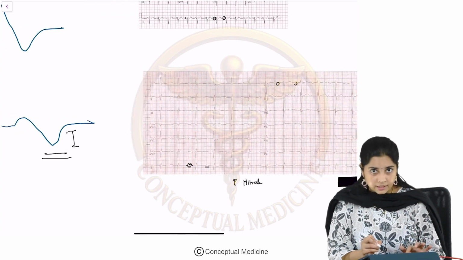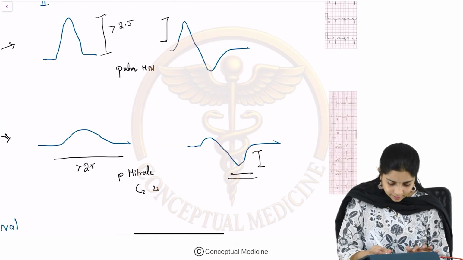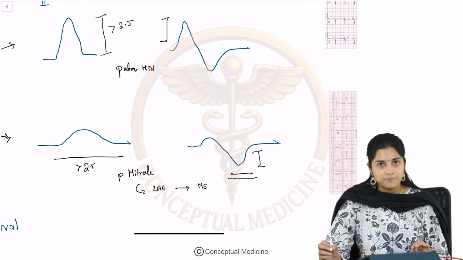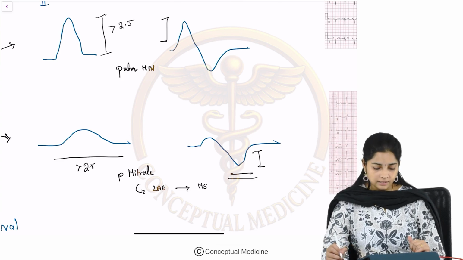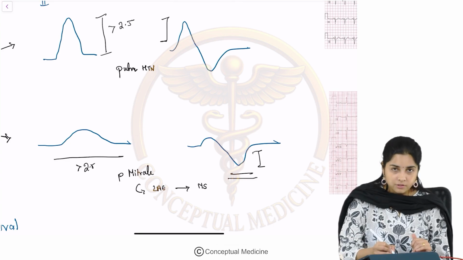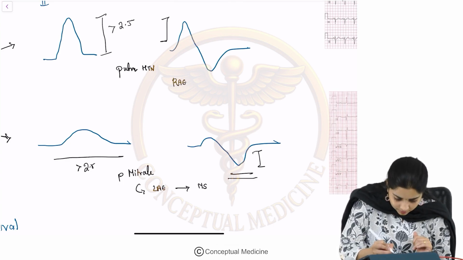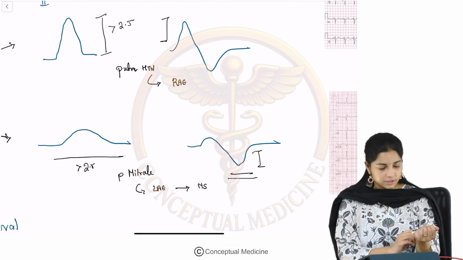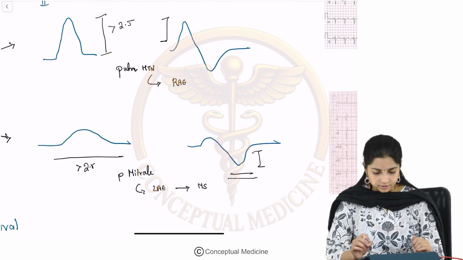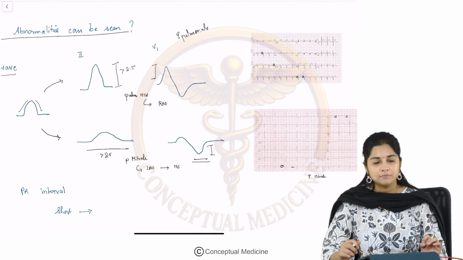And where do you find this P mitral? P mitral is seen because of left atrial enlargement in mitral stenosis. Fine. So, P pulmonale is called so because of right atrial enlargement. In pulmonary hypertension, you can find right atrial enlargement. So, this is about the abnormalities of P wave.